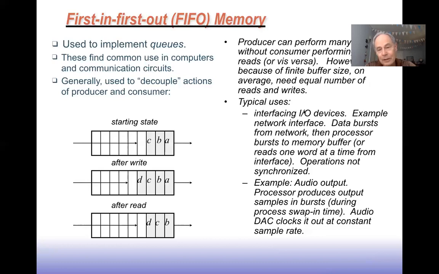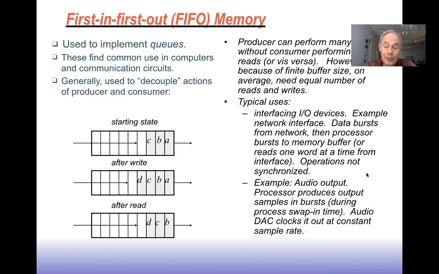This gets used in interfacing I/O devices. For instance, you could think about a network interface that connects a computer to the network. The data may come over the network at a rate different than the rate at which the processor wants to process the data. The processor might be doing something else, right? So the data might burst in, and then the processor might read the data from the network one at a time, right? So the network can be running at a different speed than the processor. On average, they need to run at the same speed, but they can have little bursty operations. And they don't have to be synchronized.